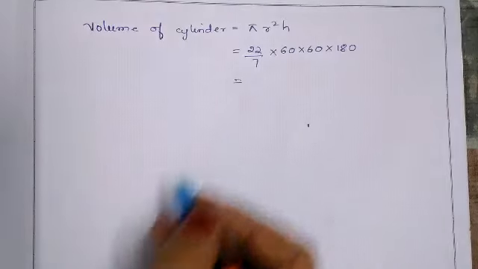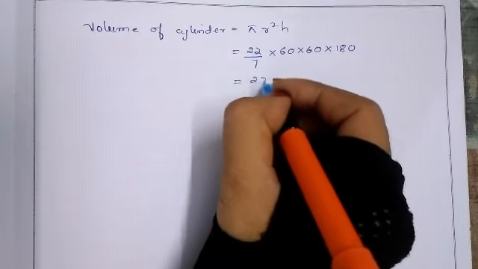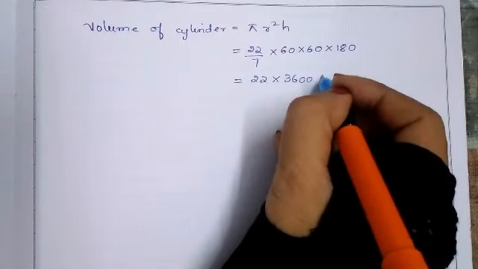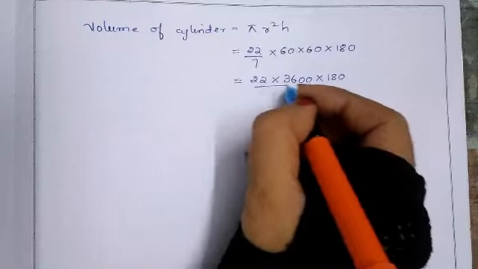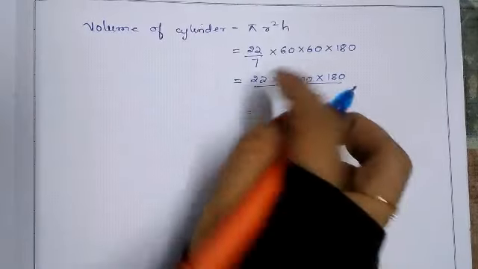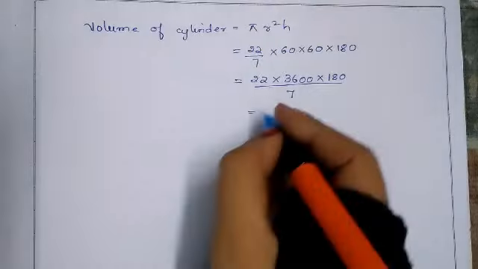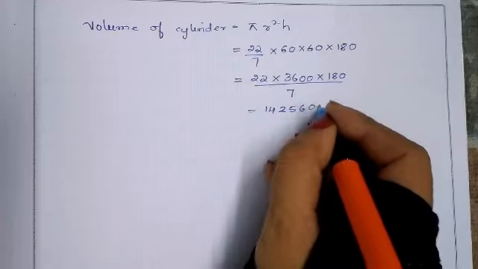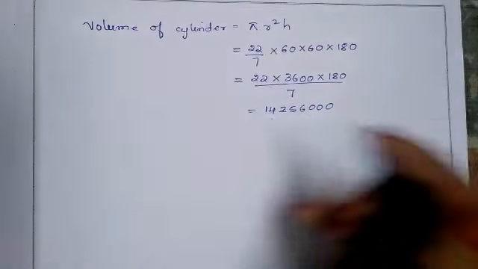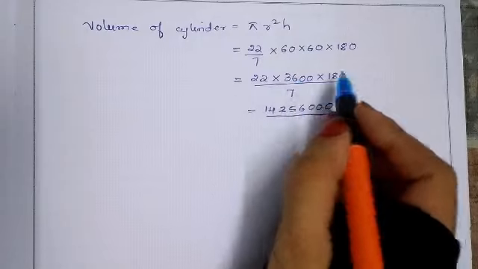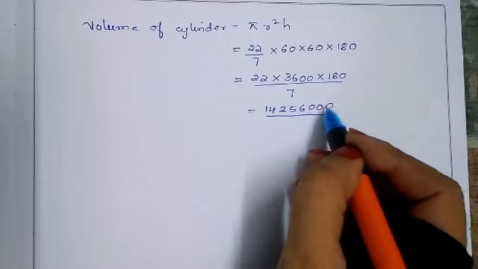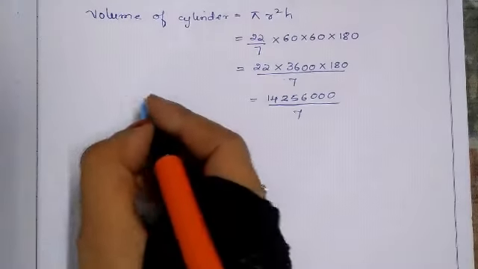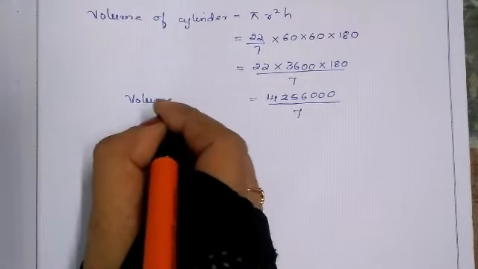So we have to multiply 22 into 6 6 are 36, 00 as it is, into 1800 upon 7. If we multiply these 3, we get 14256000. If we multiply these 3, we will get after multiplication. So we got this volume of cylinder.